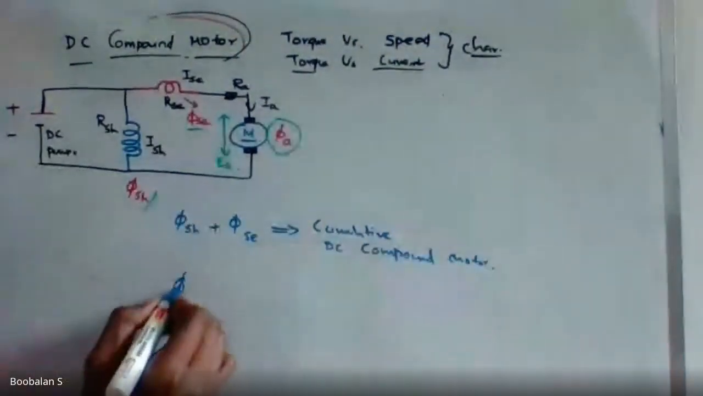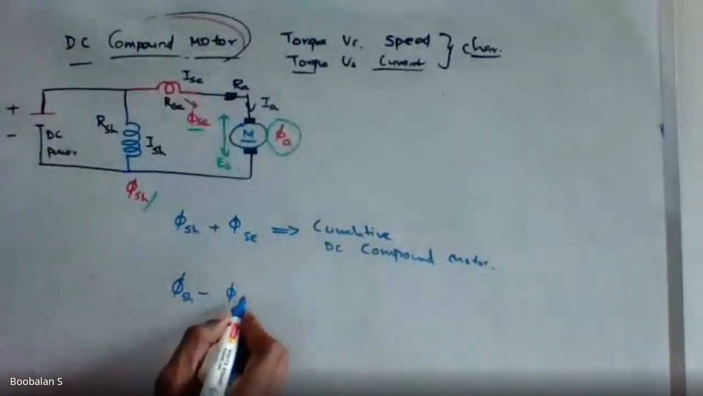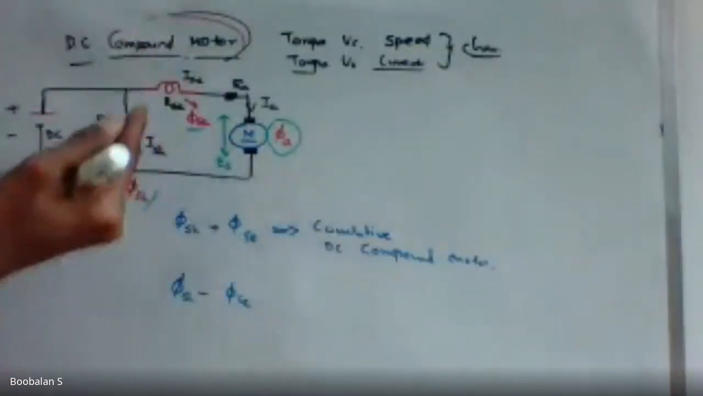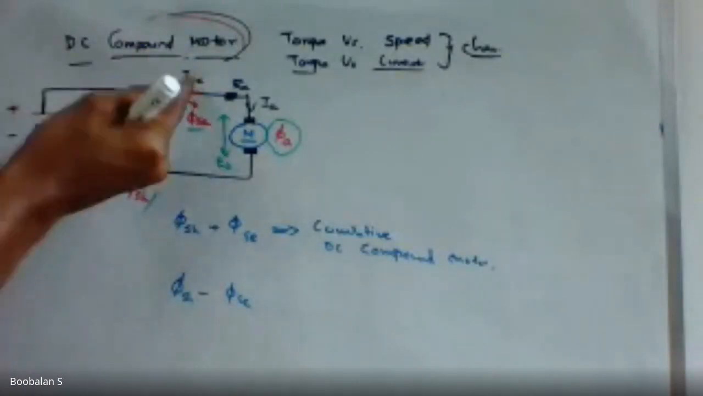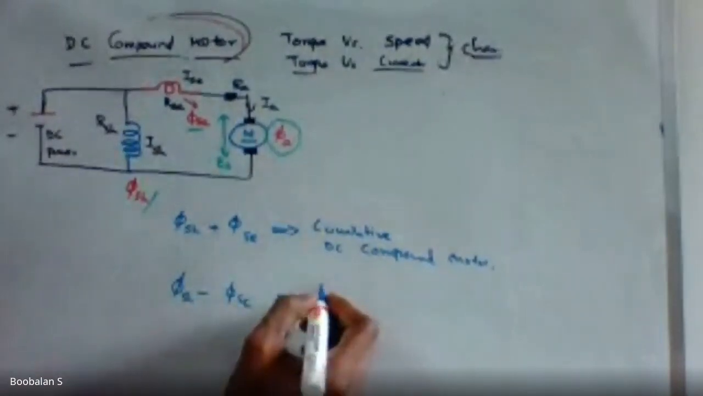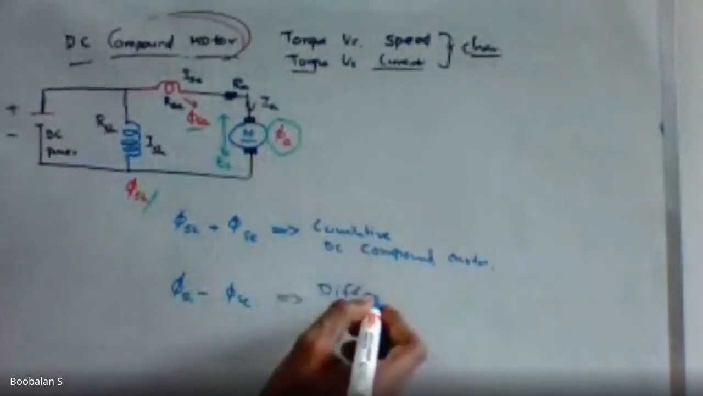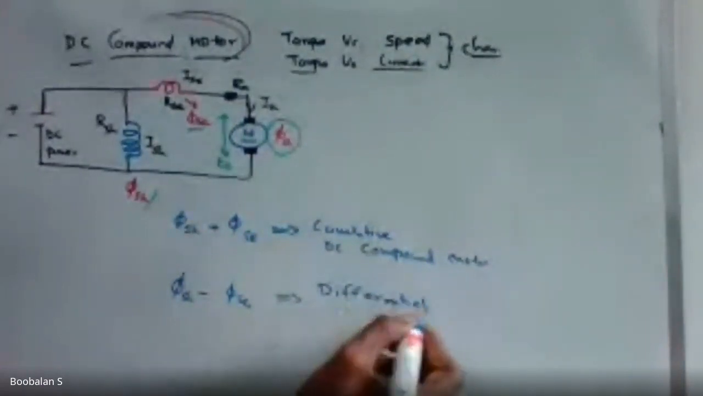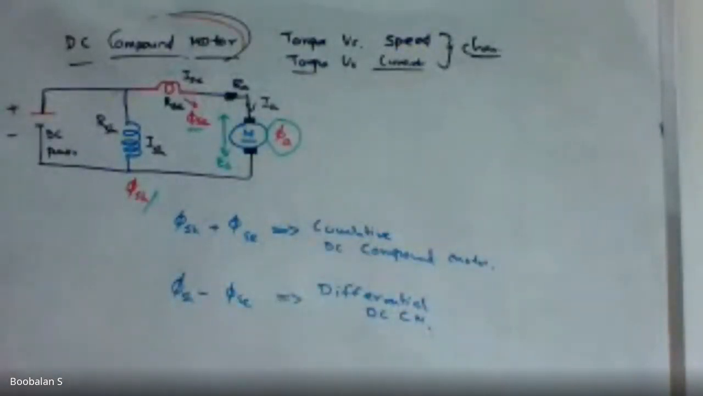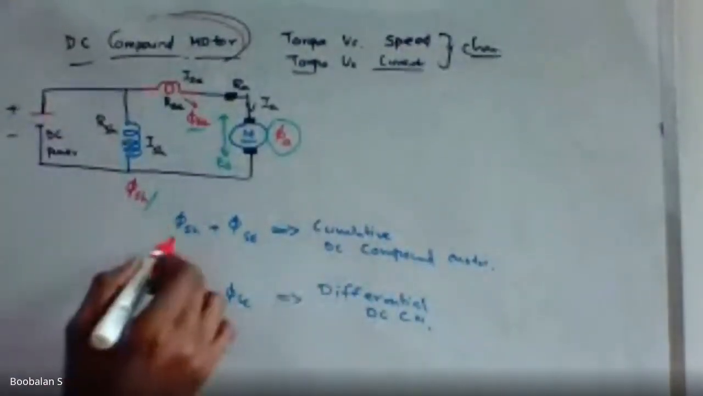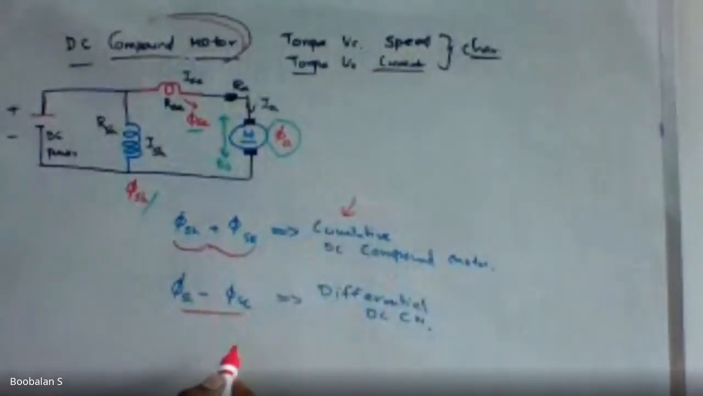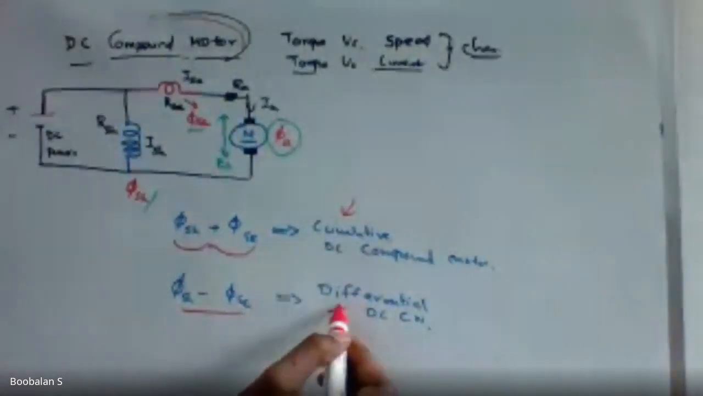If in some cases phi SH minus phi SE, I'm just going to swap these two windings. I'm just going to connect this winding here and this winding there. If I connect it that way, now both are getting cancelled. That's called a minus action. This is called differential. This is a simple thing. So, differential DC compound motor, right? If both flux lines are adding together, it is called a cumulative DC compound motor. If it is a minus action, it is called a differential compound motor, right?